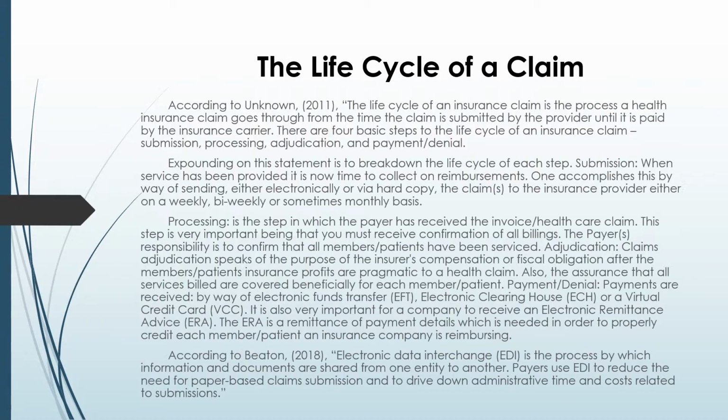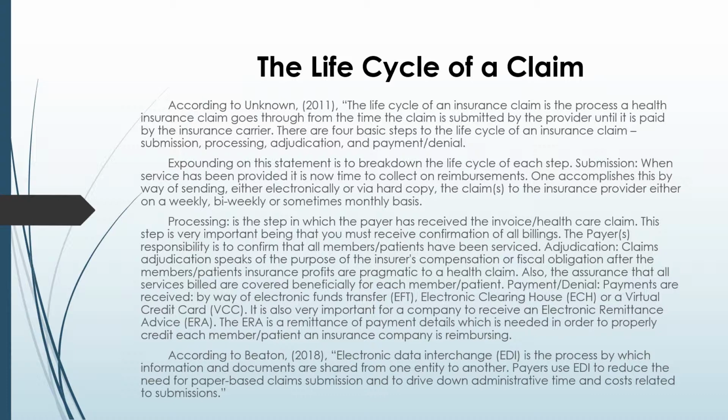Next slide. The life cycle of a claim, according to, unfortunately, is unknown. The life cycle of an insurance claim is the process a health insurance claim goes through from the time the claim is submitted by the provider until it is paid by the insurance carrier. There are four basic steps to the life cycle of an insurance claim: submission, processing, adjudication, and payment slash denial.